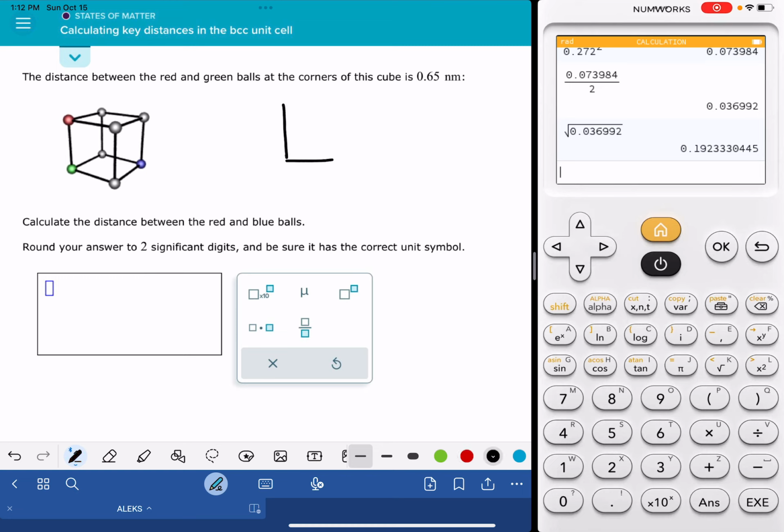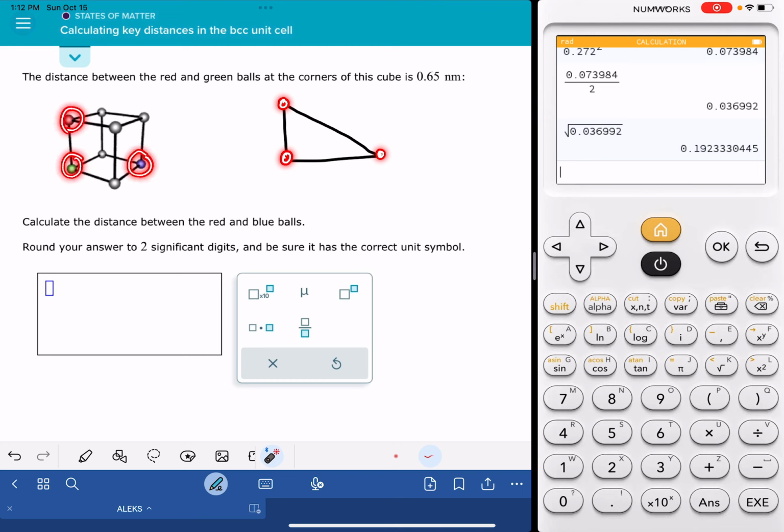I want you to begin by just sketching out a right triangle that resembles something like that. You are going to recognize that there are 3 corners of this triangle, and those 3 corners correspond to the 3 different balls at the corners of this cube. It is super, super important that you get these corners matched up correctly with the corners of the triangle. Otherwise, this problem is not going to work for you.